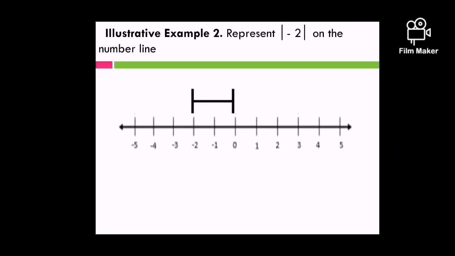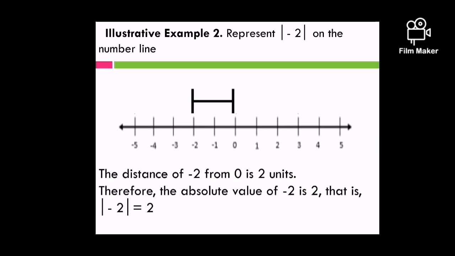Next, represent the absolute value of negative 2 on the number line. So it is the distance from 0 to negative 2. So the distance of negative 2 from 0 is 2 units. Therefore, the absolute value of negative 2 is 2.